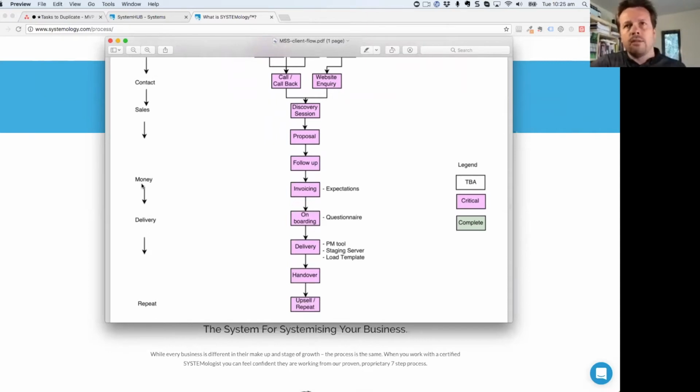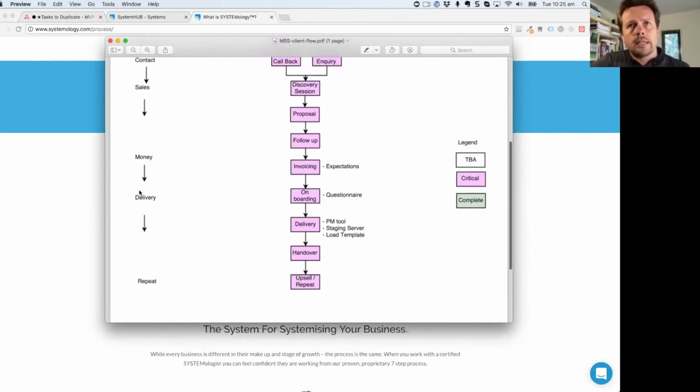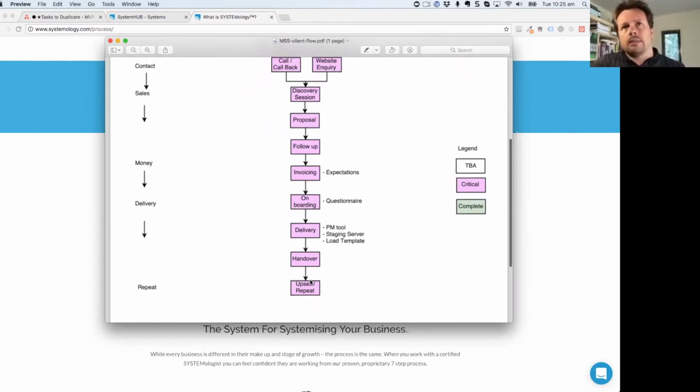Now, we typically invoice upfront in our industry. Yours might be on completion. Depending on the size of the project, you might even have milestones. And then there's the actual delivery, which has to do with the onboarding, doing the work, and then handing it over and then getting them to come back.